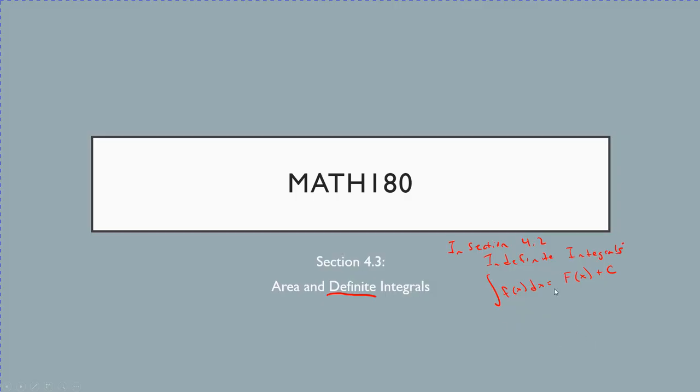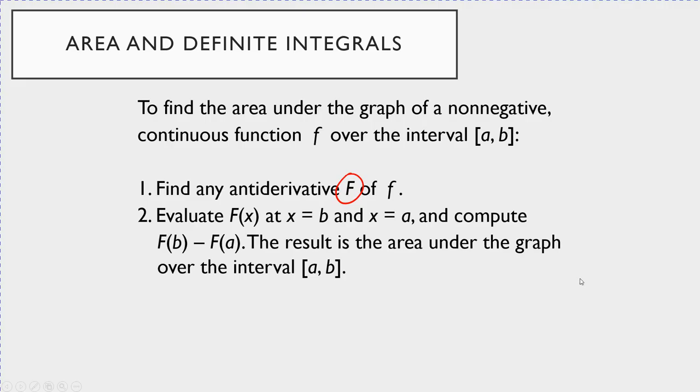Then you evaluate the antiderivative F of x at the two endpoints of the interval, at x equal to b and x equal to a. And then you compute F of b minus F of a. I'm going to show this to you by working an example from the previous section, just to prove it. The result is the area under the graph over the interval from a to b.